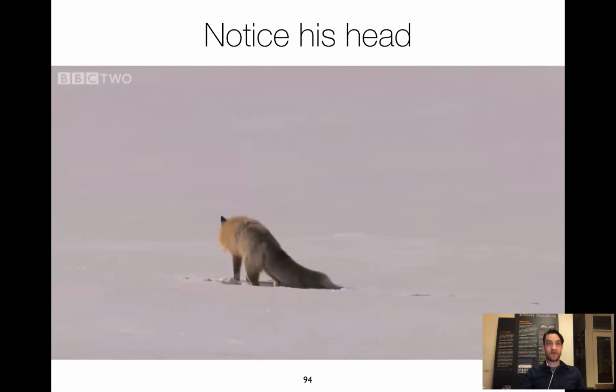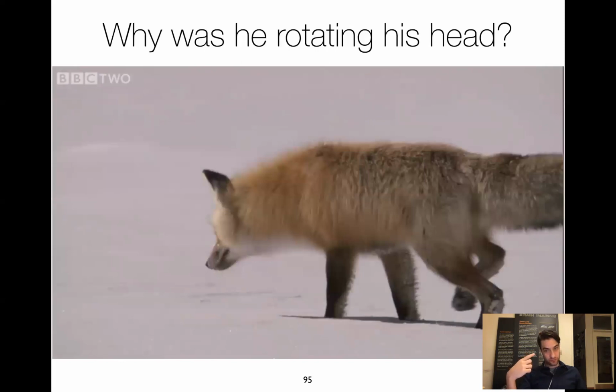So in that case, how did it work? Why was he rotating his head? He was rotating his head because he was basically getting a bunch of different samples of the little sounds of what was coming from the little rodent thingy underneath the snow. By moving his head, getting different pressure differences, different intraoral differences, different intensity differences, he was able to better localize where that little thing was, even though he couldn't see it.